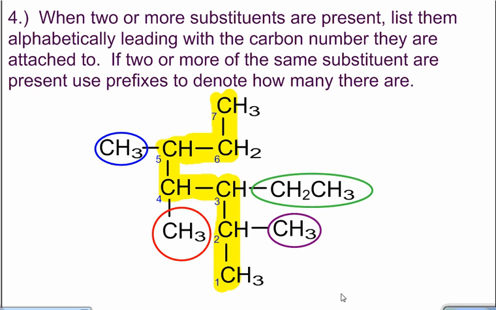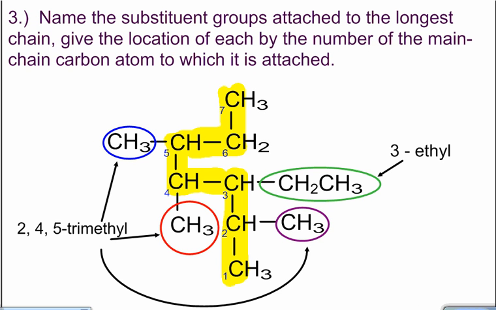Which takes us to the 4th step. When 2 or more substituent groups are present, list them alphabetically with the carbon number they are attached to. So we've already done that in the previous slide. If 2 or more of the same substituent groups are present, use prefixes to denote how many there are. So again, we're good. We've got that.